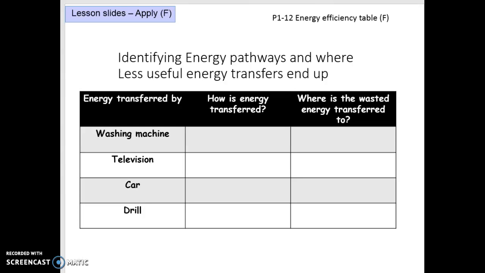Okay, so there's two tables. I've got a foundation and a higher table, and we're looking at identifying energy pathways. Remember, we did these in a lesson earlier in this P1 energy topic, and then thinking about where the wasted energy gets transferred to. So we're thinking about how the energy is transferred and where it's transferred to. You can pause the video, copy the table down, and then we'll go through the answers.